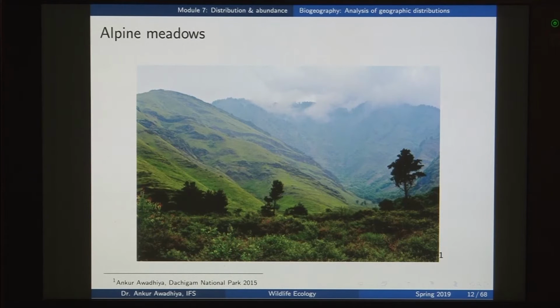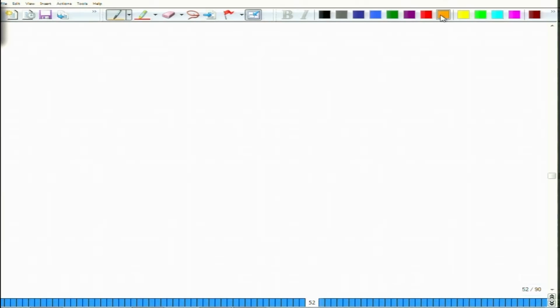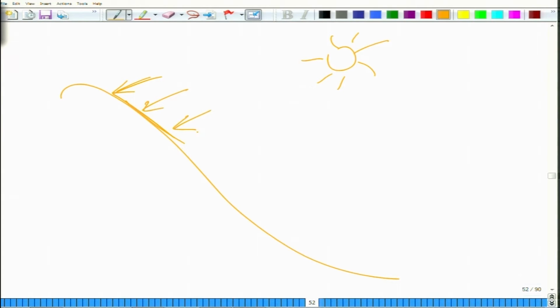Now, if you look at a hill, so, let us consider a hill, and if you have the sun here, now in the daytime what happens is this particular area preferentially gets heated because of the sun's rays. So, this area becomes warmer.